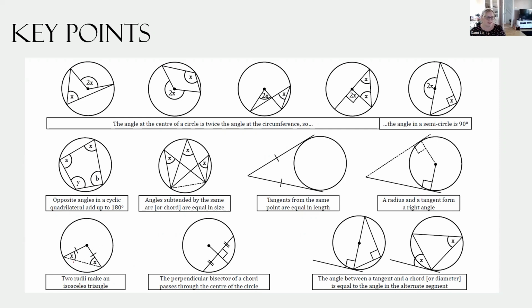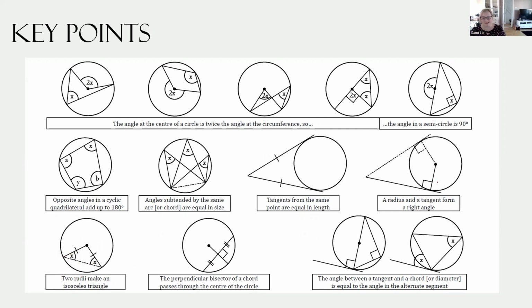Two radii make an isosceles triangle. That would mean that it cuts at any point and it just creates this lovely isosceles triangle, which you'll be using quite a lot in your facts. And again, the fact that it bisects the chord perpendicularly, creating that right angle.